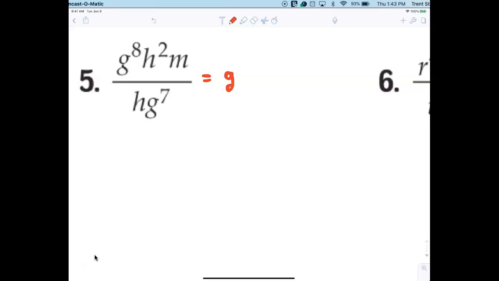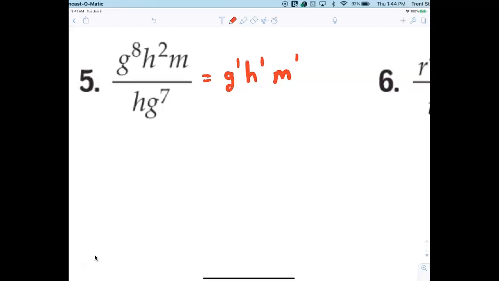G to the 1st. H to the 1st. Yes, good job. M to the 1st. Again, is it necessary to put the first power? No.